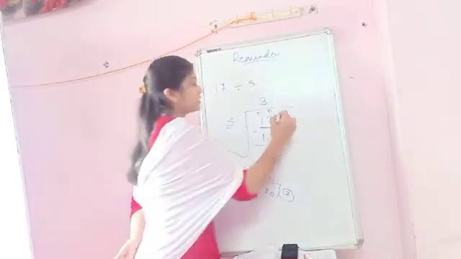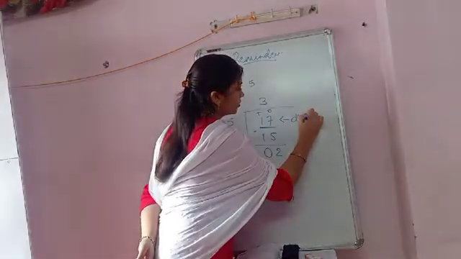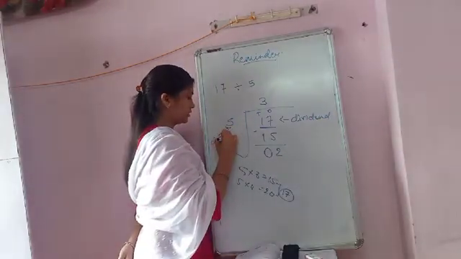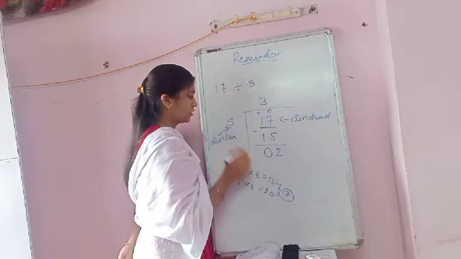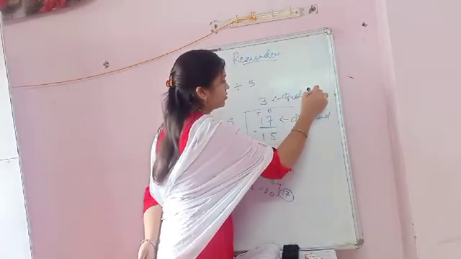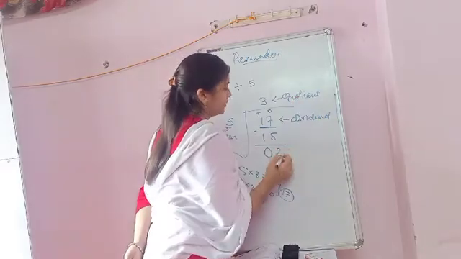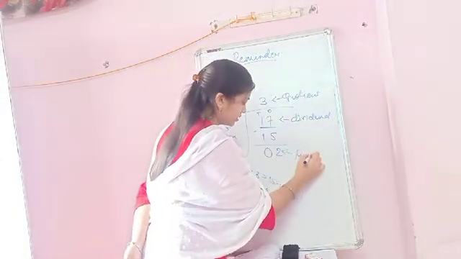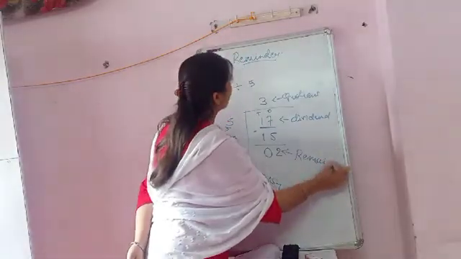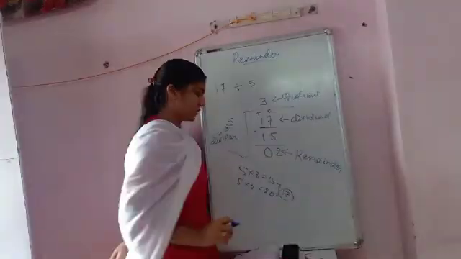Okay, that's it. This is the dividend. This is the divisor. This is the quotient. And this is the remainder.